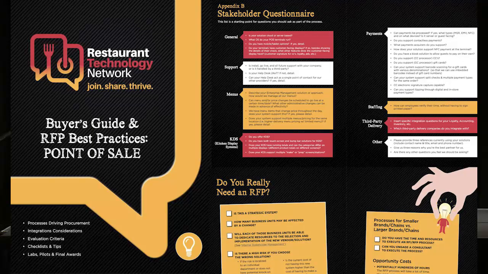And there is a QR code in here that does have a sign up for the work groups, but I just want to go through a couple of other tools that we have available in case you haven't really done any deep dive into the resources that RTN has on its website. This buyer's guide and RFB best practices for point of sale dovetail nicely into this tool.